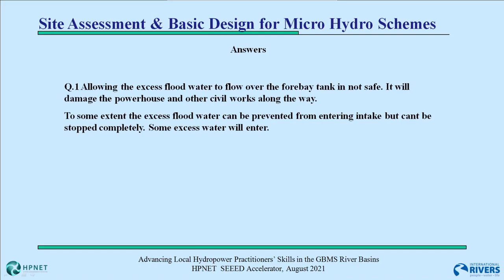The last option is also wrong. To a major extent, the excess flood water can be prevented from entering the intake but cannot be stopped completely. Some excess water during floods will still enter. So the right answer is it has to pass through the spillway.